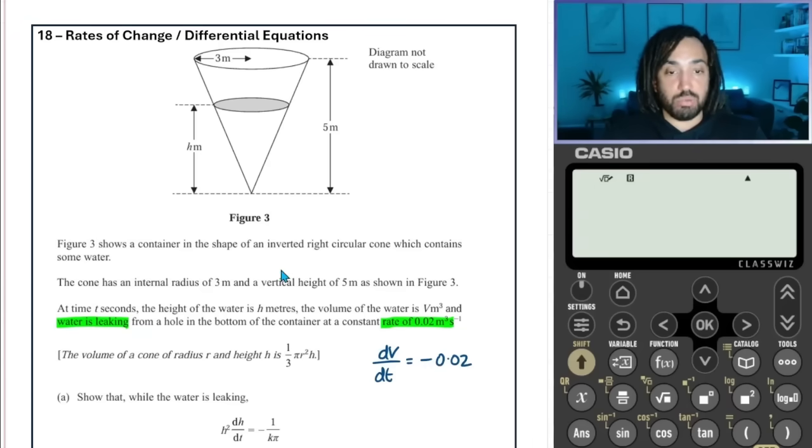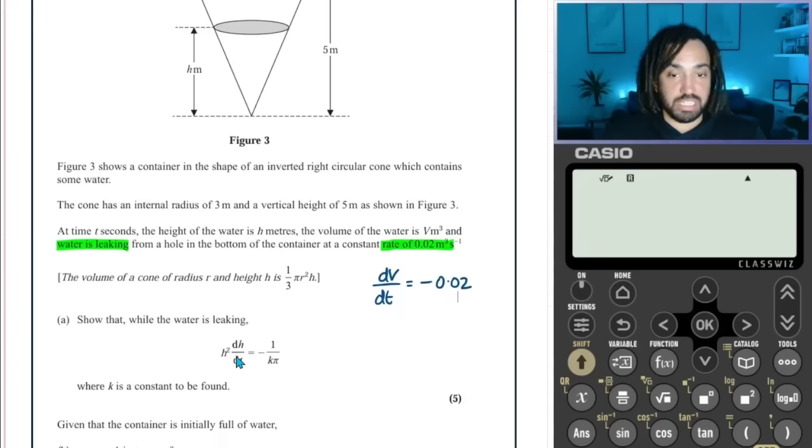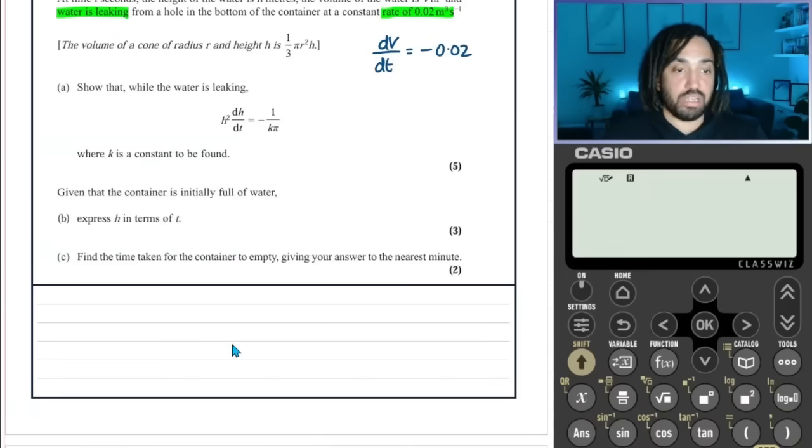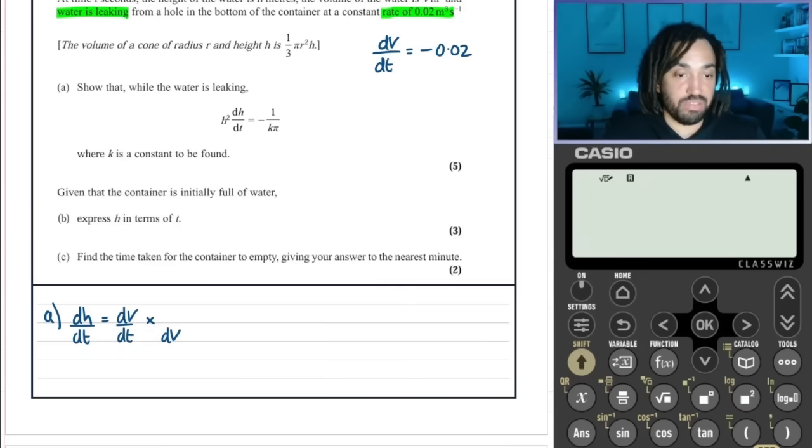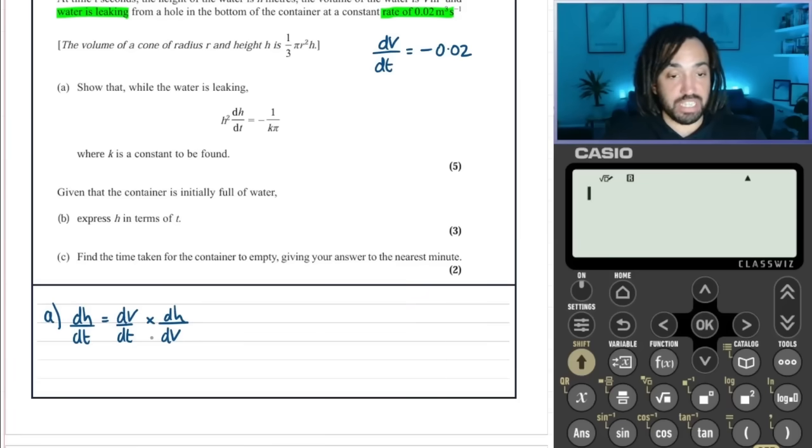Okay, and what we're asked to find is dh by dt. So what I'll do here is I'll say that A is dh by dt. That's what we're trying to find. So I write that first. And what we know is we know dV by dt. And if I want to make this work by the chain rule, I'm going to need to cancel that dV because that's not in dh by dt, and I'm going to need to have a dh on top like so. So the dV's cancel and you have dh over dt.